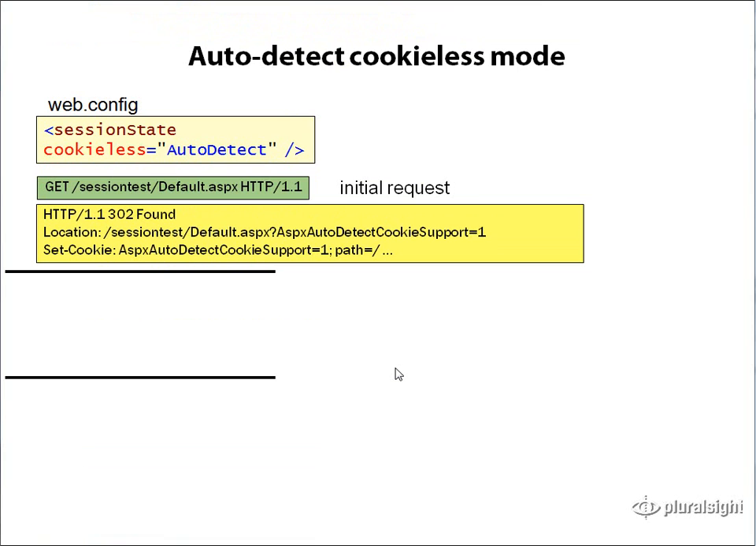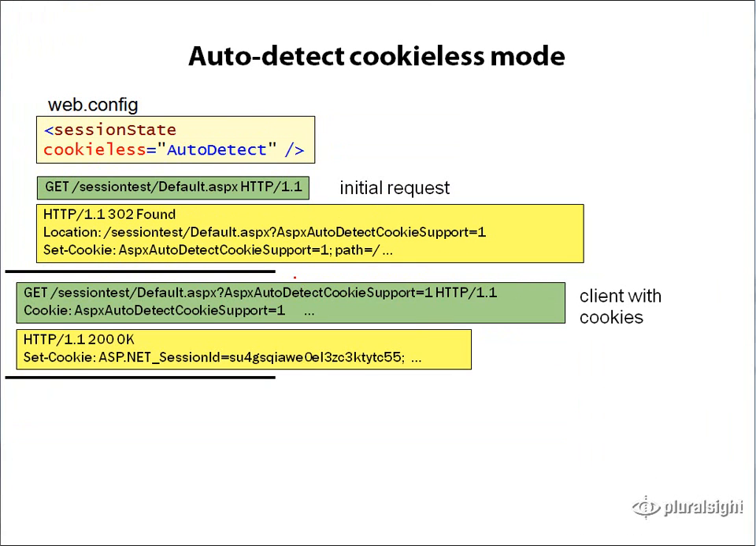So let me show you the sequence of events that will happen. The first request that comes in, ASP.NET is going to respond with a redirection, a 302. And the redirection is going to include a query string. So it just redirects the client back to the same endpoint. And the query string is going to be, wink, wink, we're in this auto-detect cookie mode. So we're going to check to see if this works or not. And we're going to set a cookie as part of the response, which is just a temporary cookie called ASPXAUTODETECT cookie support. So once we send that back to the client, we look at his next request. And if his next request includes the cookie that we tried to set, like you see here, then we know we're good. So we go ahead and set the session identifier as a cookie.